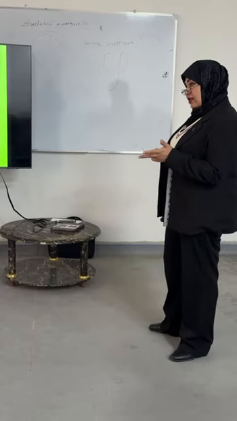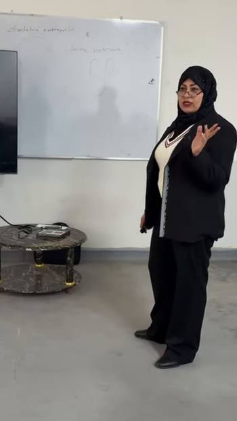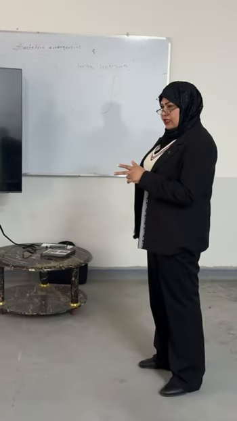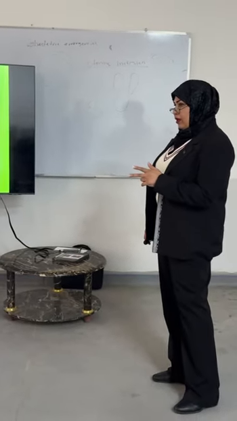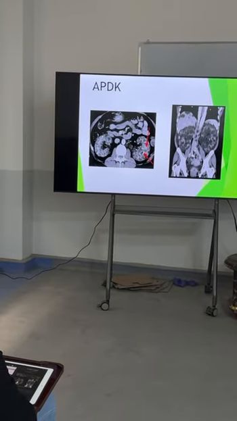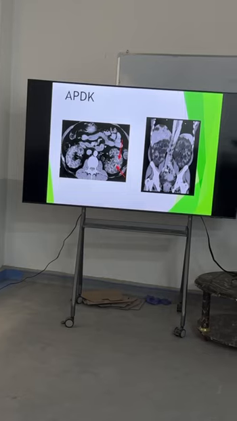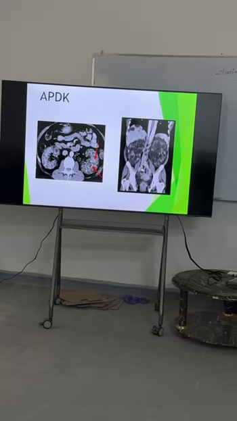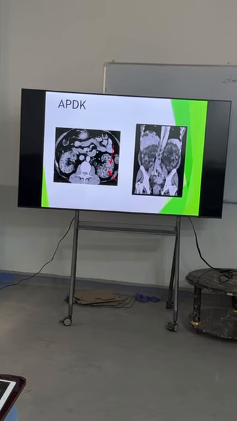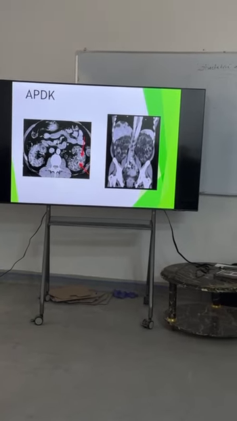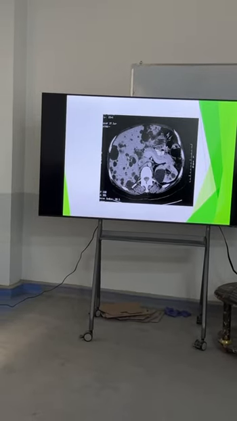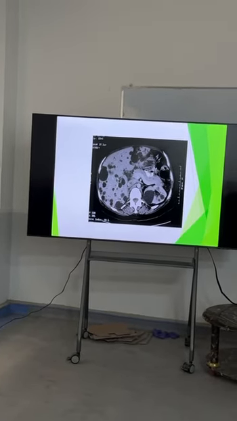Not enhanced. The cyst is always not enhanced. Any benign lesion is not enhanced. Not enhanced, suggestive for polycystic disease. Another indication in this image for polycystic disease is the liver lesion, also because it is a systemic disease. This is another image for the same pathology.